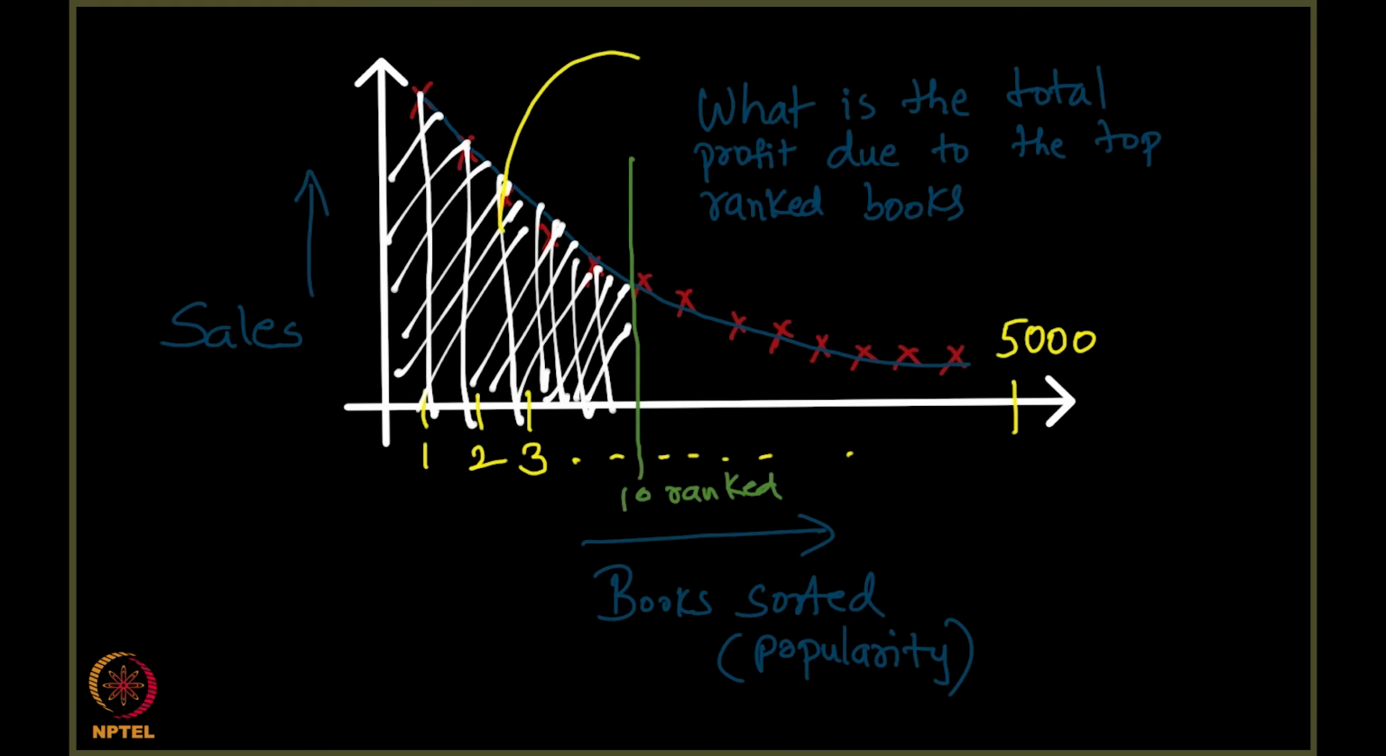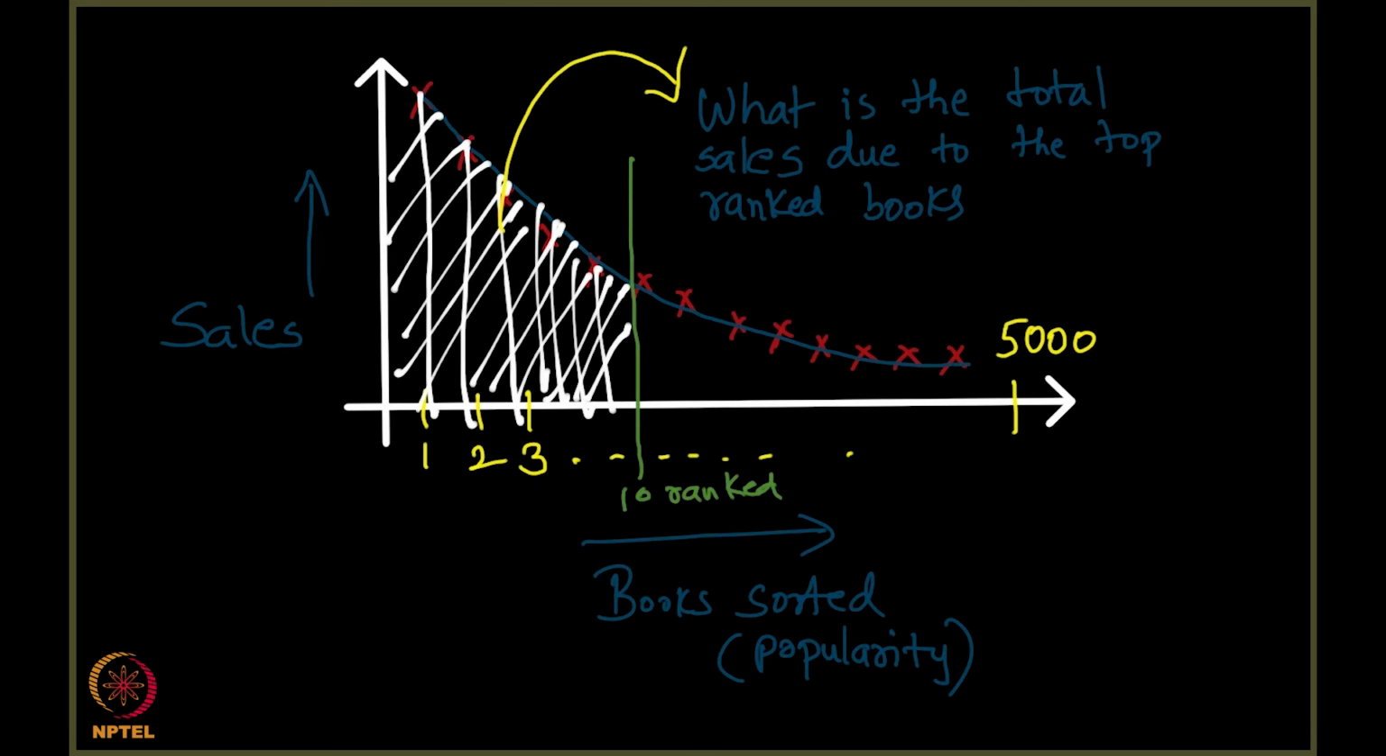That will denote the total profit, total sales rather, not necessarily profit. I think I should remove the word profit here. It's not profit, it's the sales. What is the total sales due to the top ranked books? It's going to be this curve, correct? Undoubtedly, this is going to tell me what is the sales due to the top ranked books.